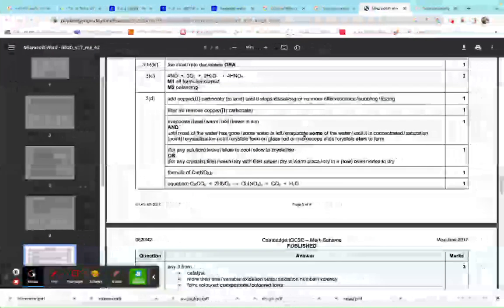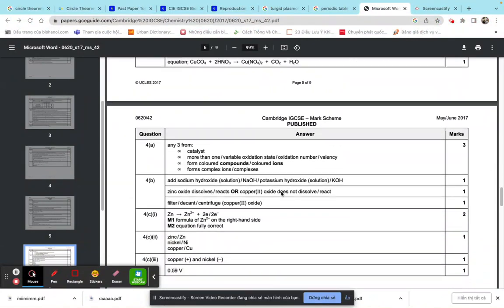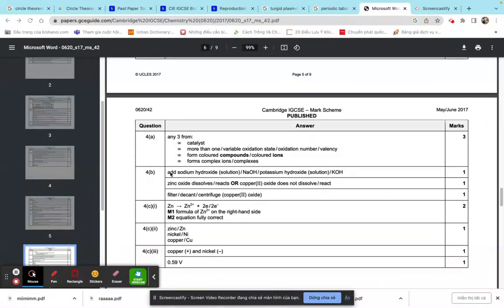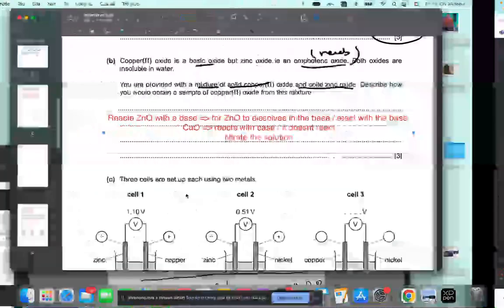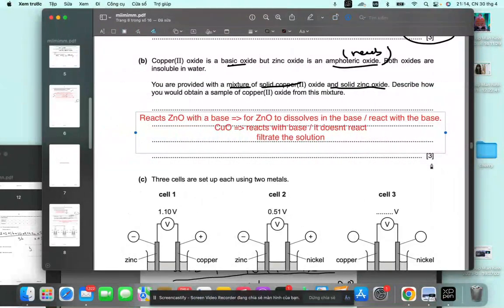Let's see. Here it reacts with... oh, we all got it right. We react with a base. Zinc oxide dissolves, but copper oxide does not, so we filter it out. So yeah, this answer is correct.